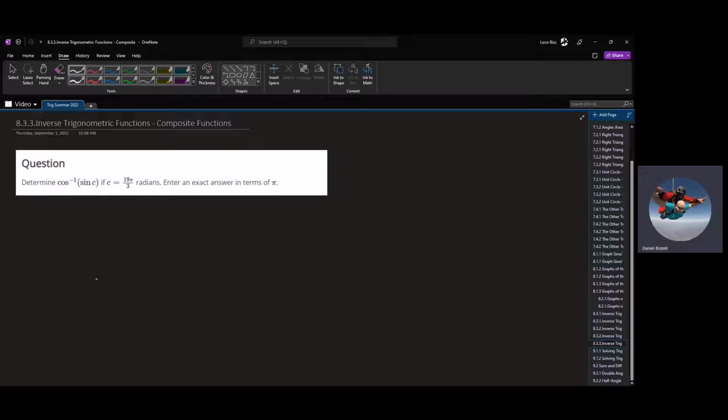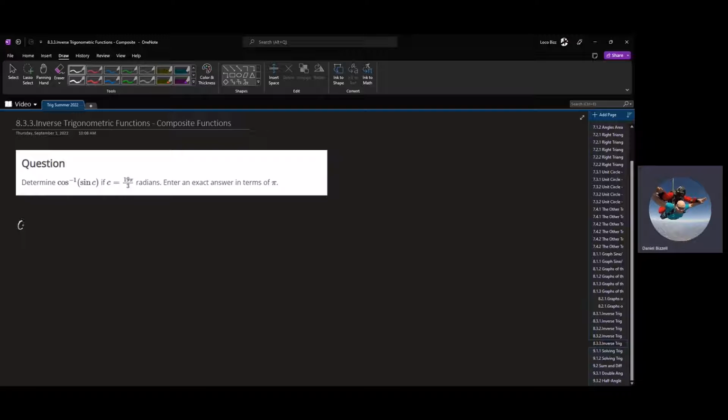This question asks us to determine the arc cosine of sine of c if c is equal to 19 pi over 3 radians. So I'm going to go through this problem and basically show how to do everything by hand, even though there's a lot of these problems that can be done by calculator.